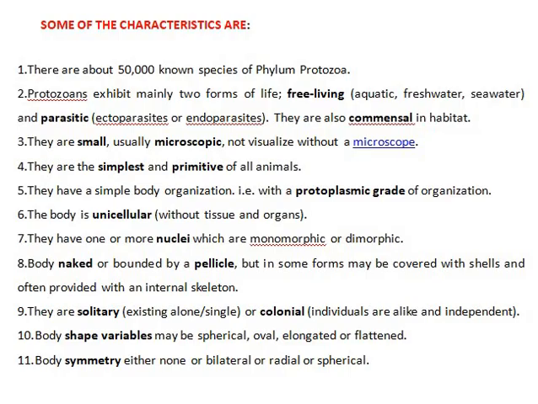They have simple body organization, that is a protoplasmic grade of organization. The body is unicellular without tissues and organs. They have one or more nuclei which are monomorphic or dimorphic. The body is naked or bounded by a pellicle, but in some forms may be covered with shells and often provided with an internal skeletal system. They are solitary or colonial. Body shape is variable, may be spherical, oval, elongated or flattened. Body symmetry is either none, bilateral, radial or spherical.